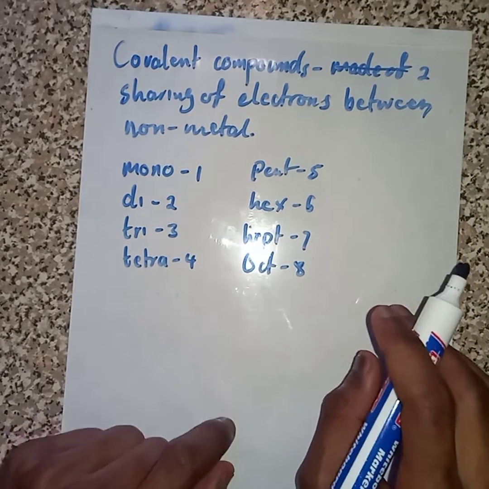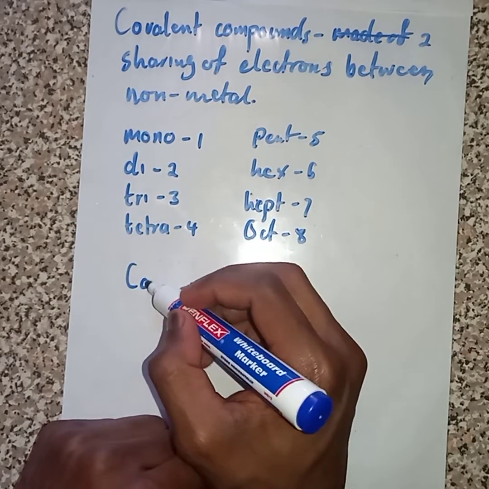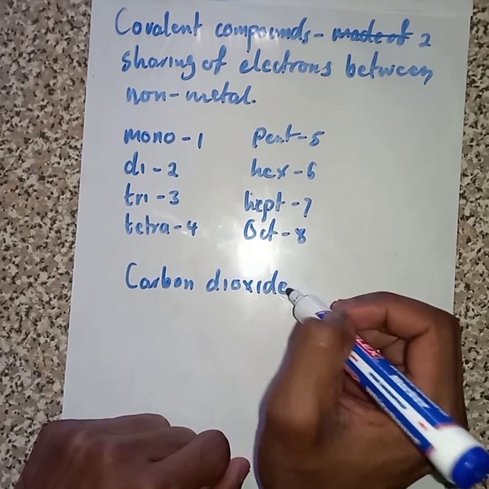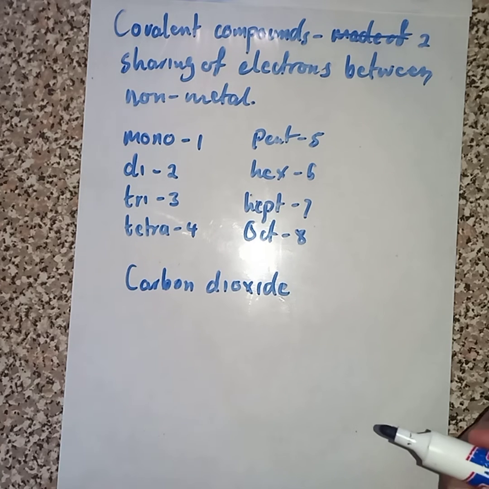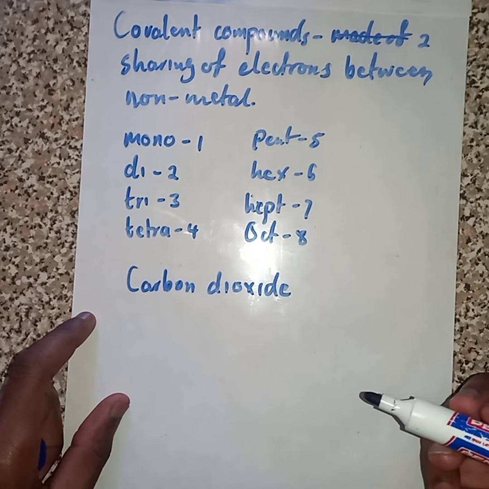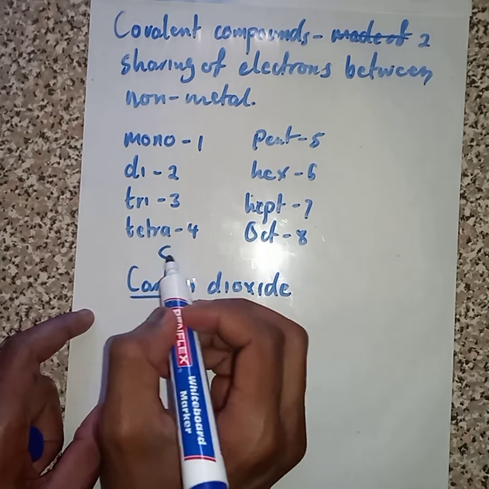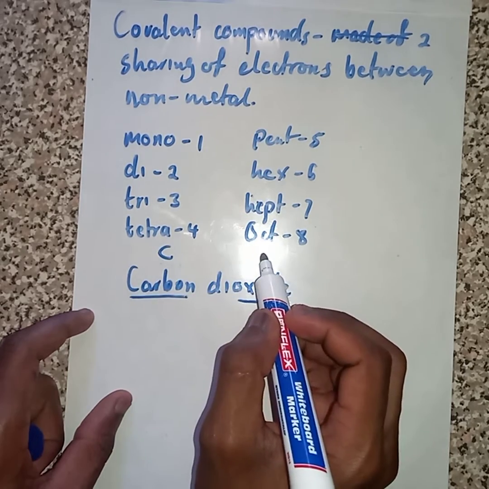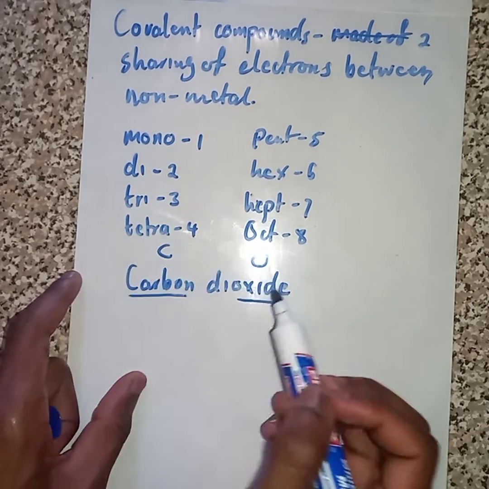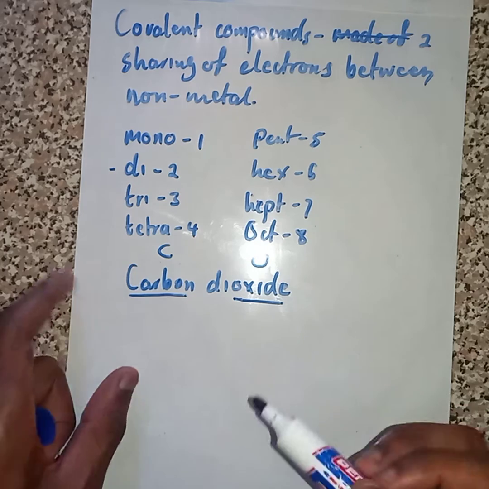Let us proceed. Suppose I give you the word carbon dioxide, and I ask you to write the chemical formula of carbon dioxide. How are you going to do so? So simple. Firstly, you need to underline each and every word. Carbon is going to be C, oxide we know is going to be O. Then how many oxides do I have now? You go to your prefix. I have two of them.